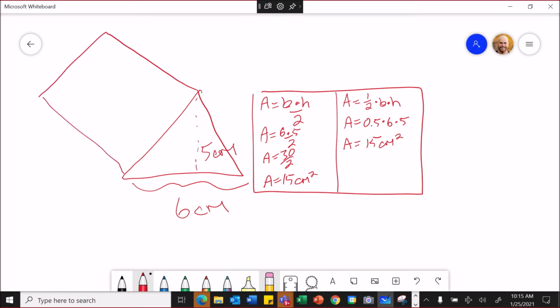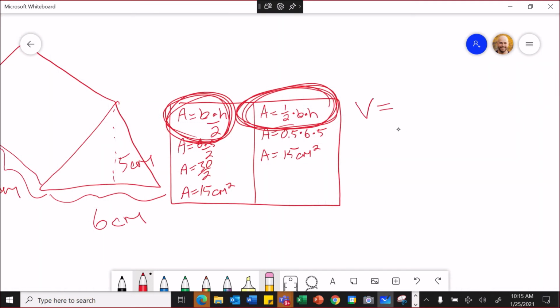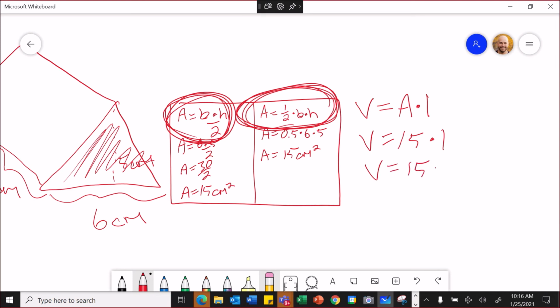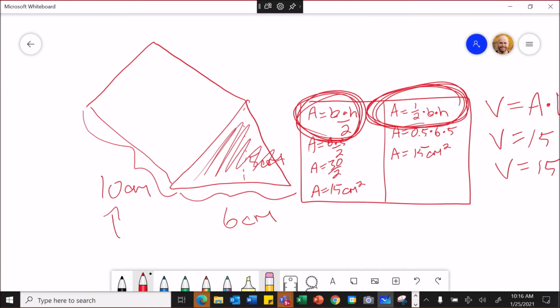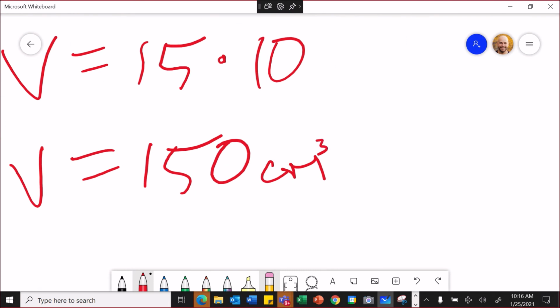Now let's take a look at this one right here, and we're going to say that this is 10 centimeters. Here is your formula for the area of a triangle. Here's the alternate equation for the formula. This is your formula for volume: area times length. Now that I already know the area of the front of this is 15, I need to times it by the length. The length of this triangular prism is 10 centimeters. So the volume is 150 centimeters, and don't forget that very important cubed, right there.